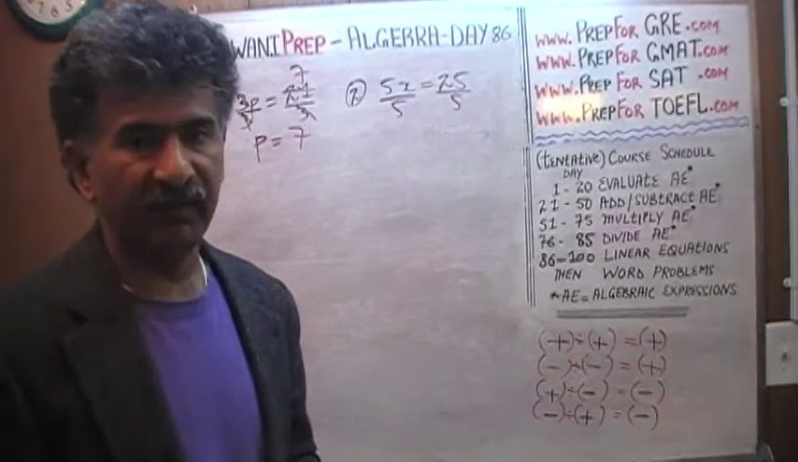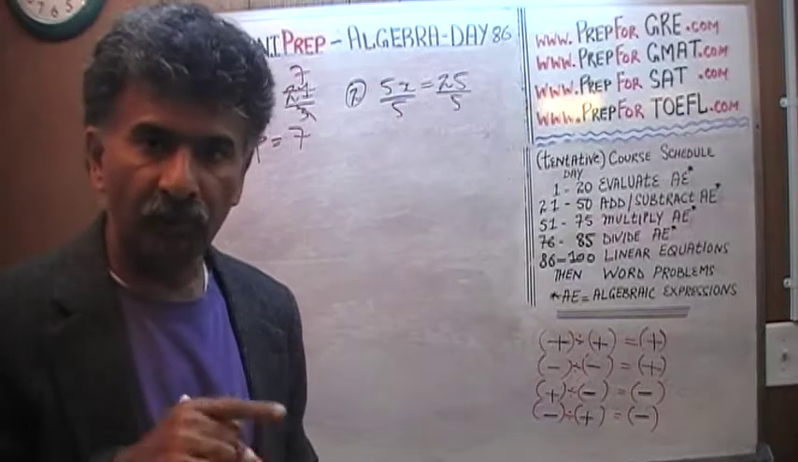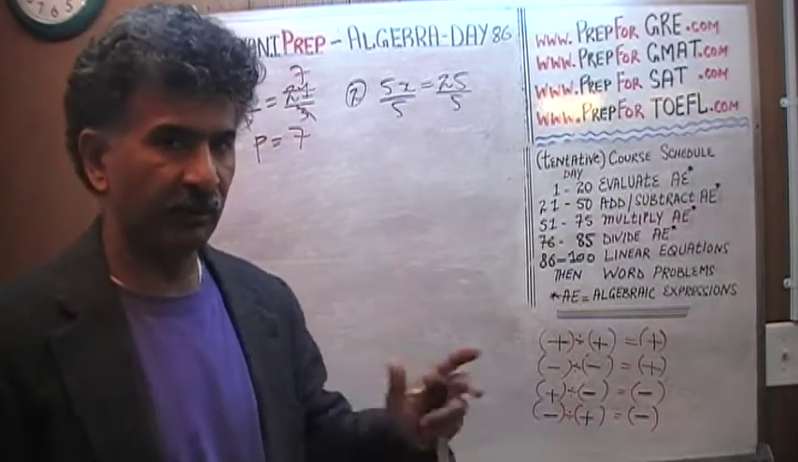Don't simply say divide by 5. Divide what by 5? Or don't say divide this side by 5. You must divide both sides of the equation by 5. Otherwise, that equation is no longer an equation if you just divide one side.